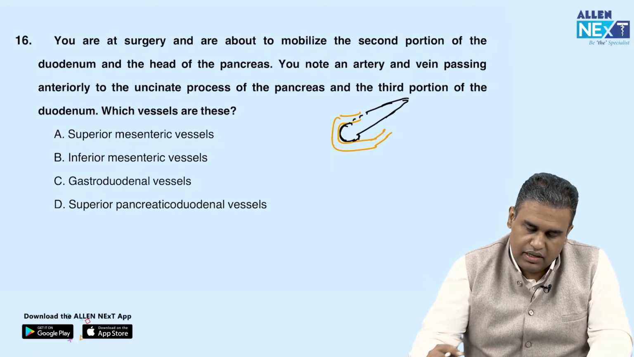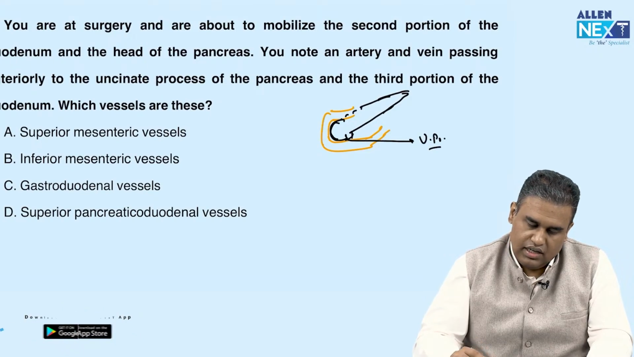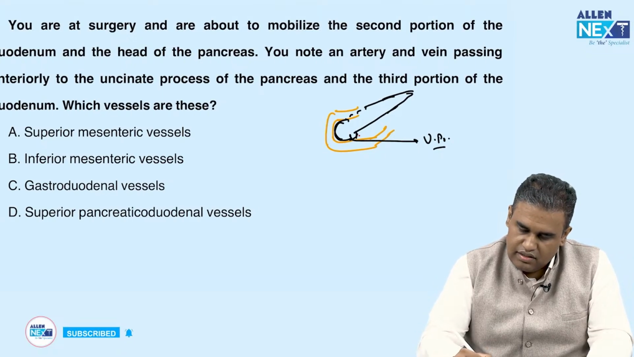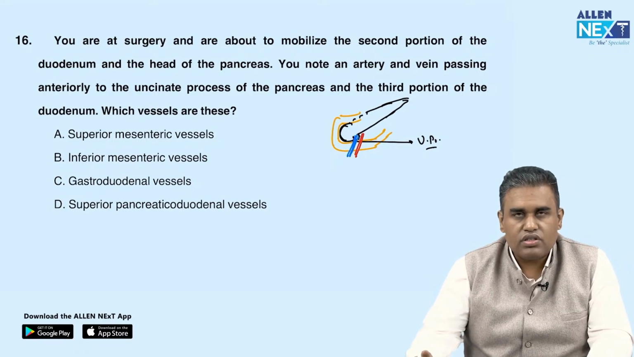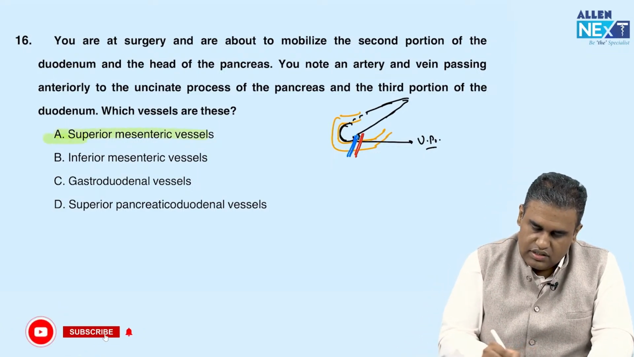You note an artery and vein passing anterior to the uncinate process. This is the uncinate process. You see an artery and vein passing in front of the uncinate and the third portion of duodenum. They are asking us, is there an artery going over here and there's a vein also going over here? Which vessel is this? That is the question. This vessel over here, the superior mesenteric vessels, we should know this.